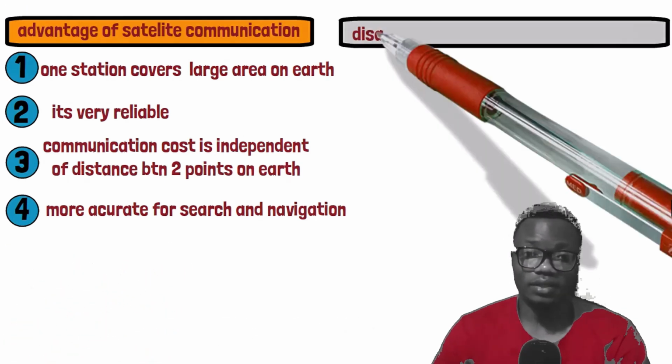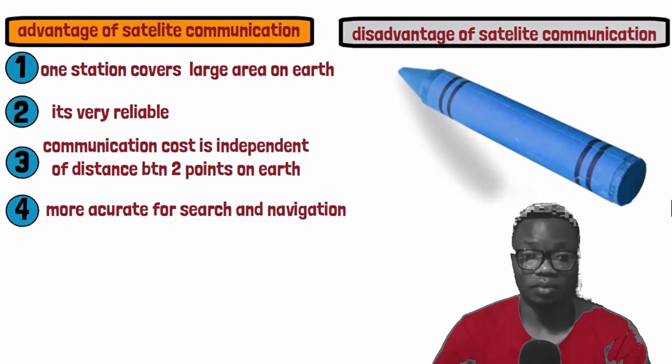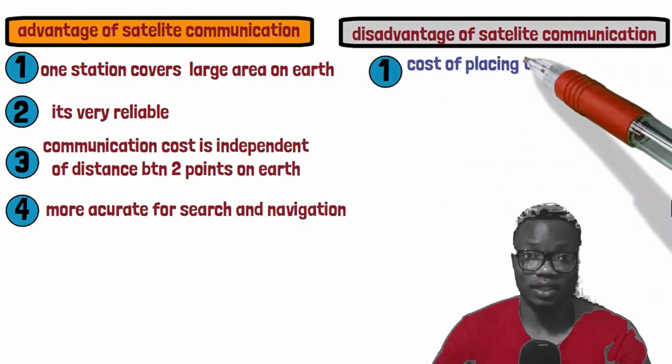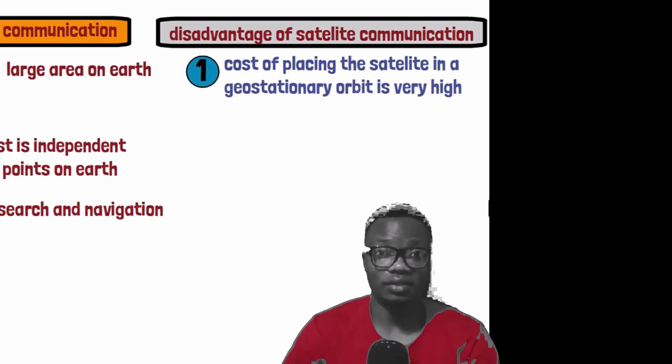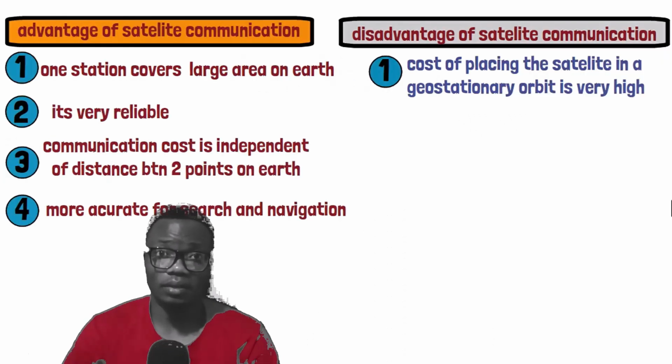Let us see the disadvantages of satellite communication. One among the disadvantages of satellite communication is that the cost of placing the satellite in a geostationary orbit is very high. A satellite can only be placed in a geostationary orbit. So placing a single satellite in a geostationary orbit can cost around 10 million US dollars or at around 400 million US dollars. So you can see how costly it is to place a single satellite.